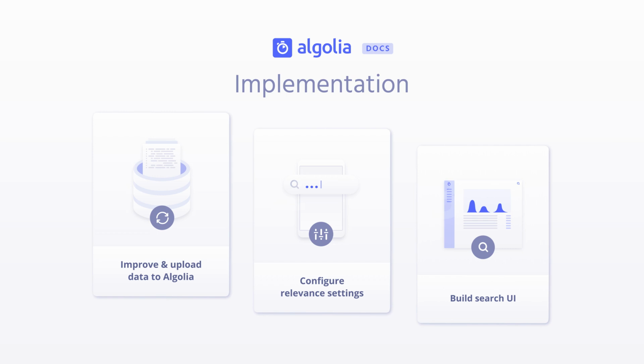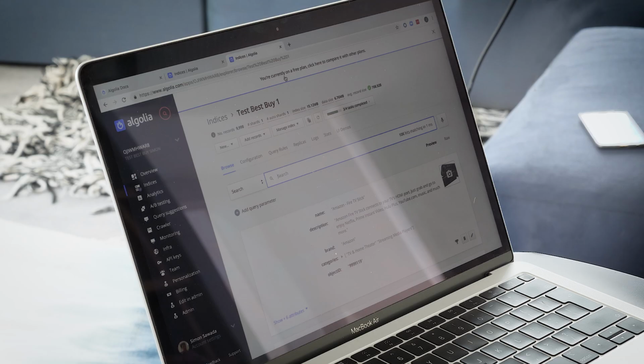Now, the relevance, which is the 3rd pillar of the Algolia implementation, when it comes to setting the relevance, you will be able to change most of the relevance settings and use the merchandising tool that you can find within the Algolia dashboard. So that's what we are going to have a look at today, so that you can understand better how to use this tool.